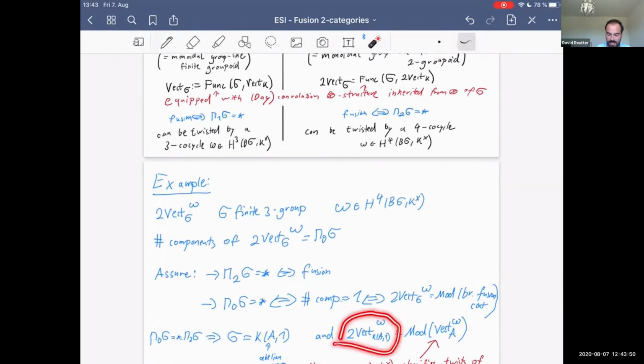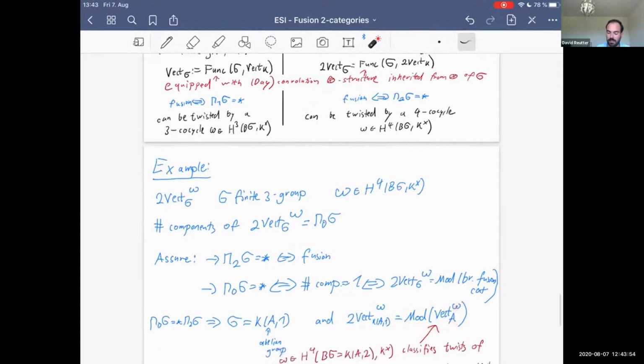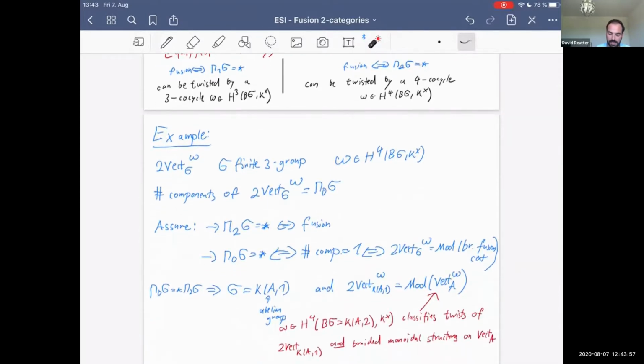So here I have 2Vect_{K}^{\omega}, and I claim actually this is the same as modules of Vect_A^{\omega} in this case. And how does this even make sense? How does this type check, right? Why can I use omega here and omega here at the same time?